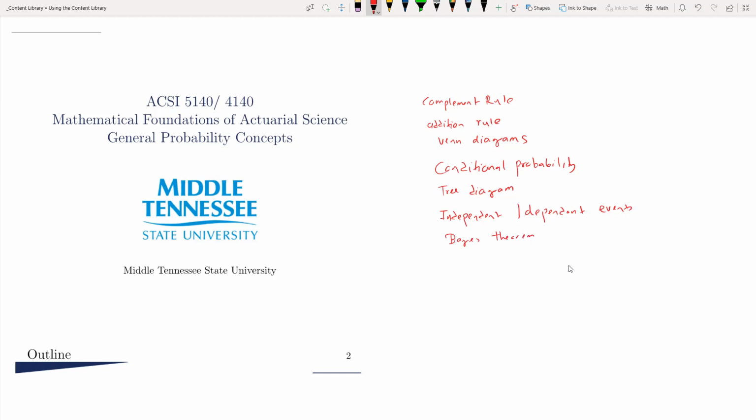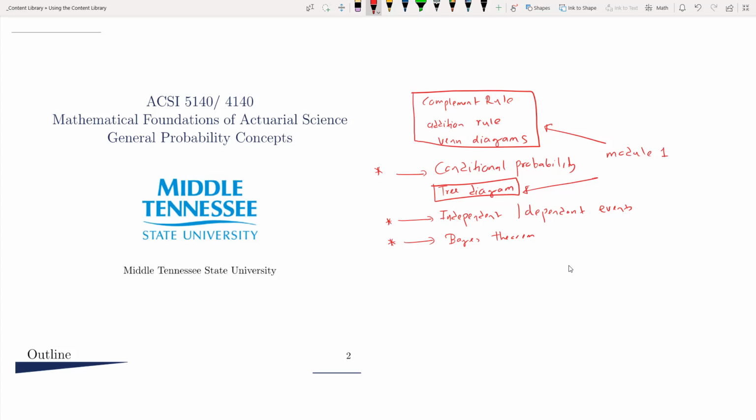So in here, the first three and actually the fifth one, we did in module 1. So these things you learned in module 1, even though they are repeating here again. The lecture actually focuses only on conditional probability, independent and dependent events, and Bayes theorem. If you are not sure about the complement rule, addition rule, Venn diagrams, or tree diagrams, I advise you to go and watch the module 1 video. In there, we cover these things.